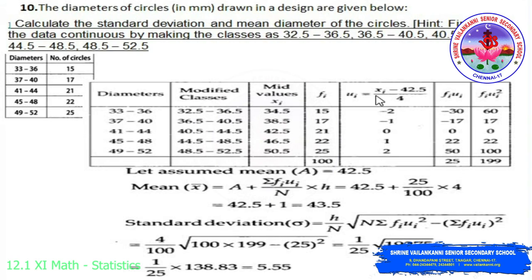Then Fi into Ui, that is multiplying Fi into Ui. 15 into minus 2, which is minus 30. 17 into minus 1, which is minus 17. 21 into 0 is 0. 22 into 1 is 22. 25 into 2 is 50.